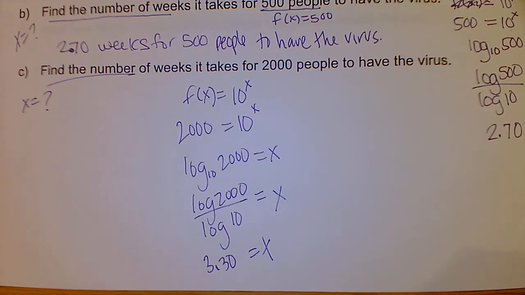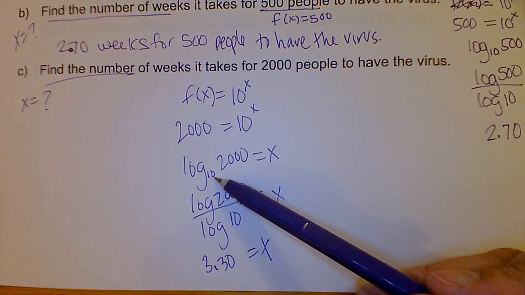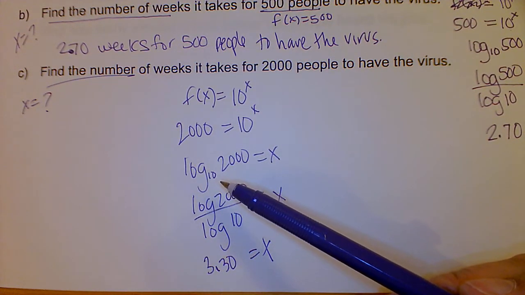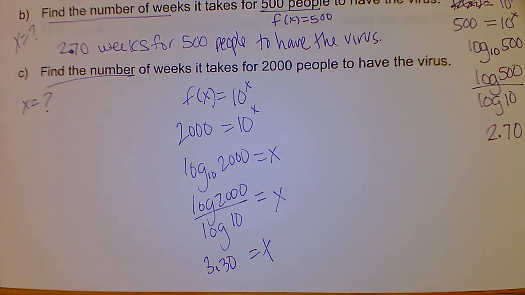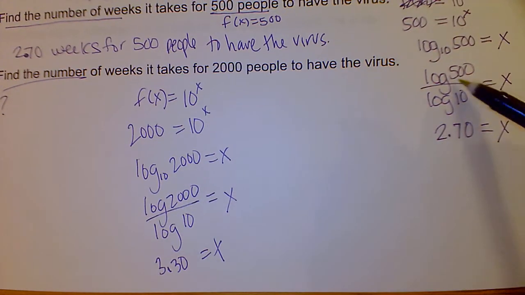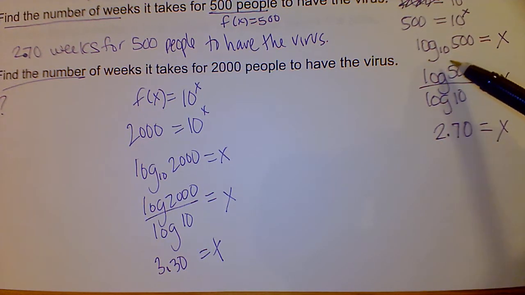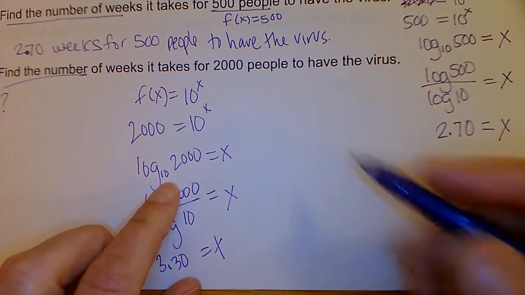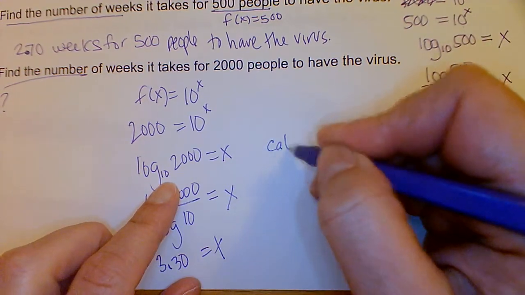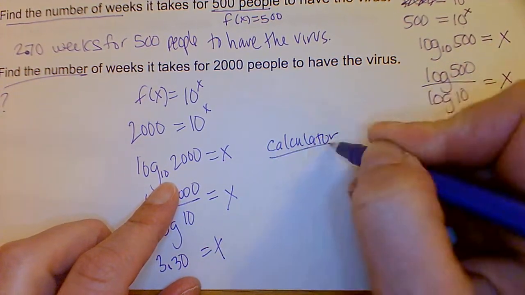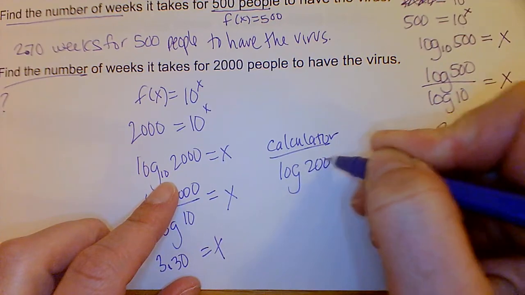Okay, you got it. x equals 3.30. Excellent. Now, I know some of you are saying, wait a minute, we're actually in base 10. Isn't our calculator in base 10? And I'm going to tell you, yes, it is. I actually had you do this process to get used to doing this process because we're not always in base 10. So could you have just pushed log and then 2,000 in your calculator?